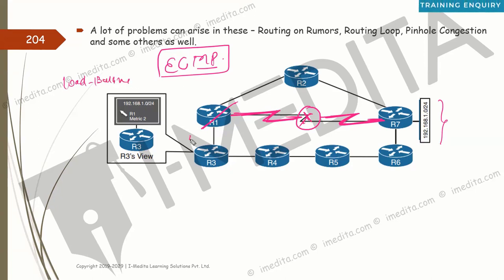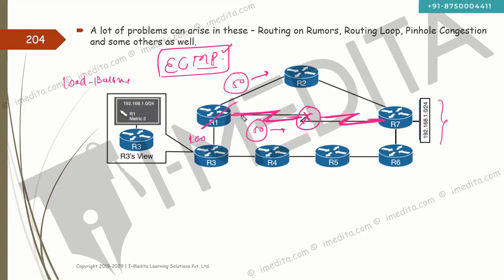So let's say you have received 100 packets. 50 packets went from this path, 50 packets went from this path. Traffic is being shared equally between these 2 paths. Why? Because these 2 paths have equal cost to reach the destination.